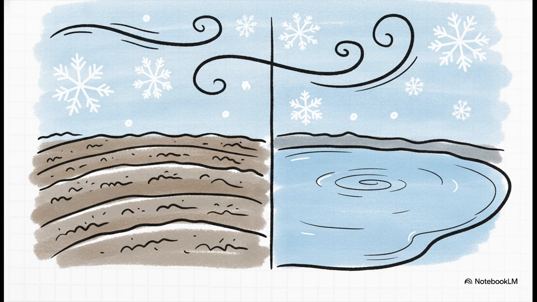So as winter sets in and freezing weather arrives, which one is going to cool down and reach 0 degrees Celsius first? The farmer's soil field or a nearby water pond? Think about what specific heat really tells us about how a substance gains and loses thermal energy. I'm going to leave you to ponder that puzzle.